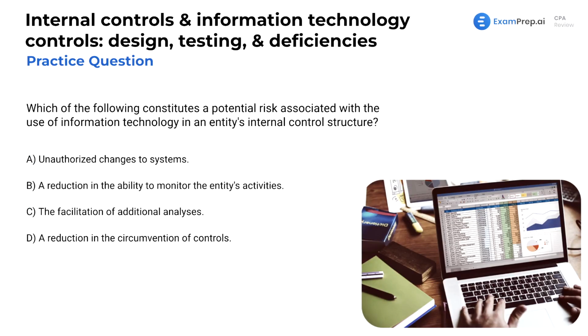Moving along now, which of the following constitutes a potential risk associated with the use of IT in an entity's internal control structure? Awesome. What is going to be a problem? I would say compared to not using IT, but guess what? Everyone uses IT today. I don't really see any companies not using computers. So what is a negative to that? Whereas some of these may be positives, some of these may be unrelated. Let's dive in.